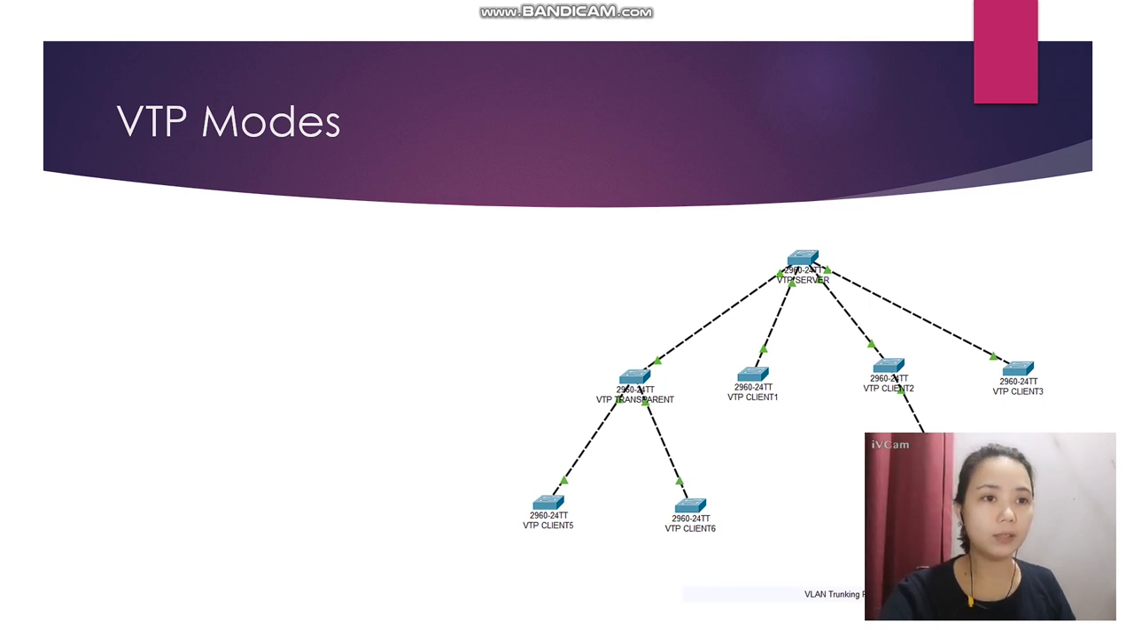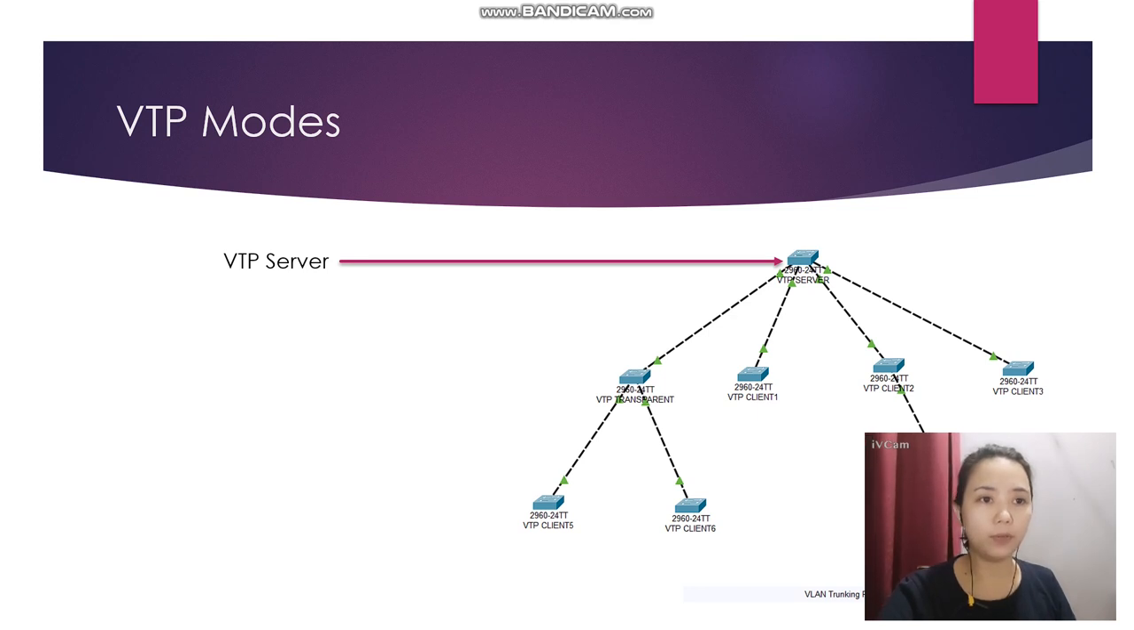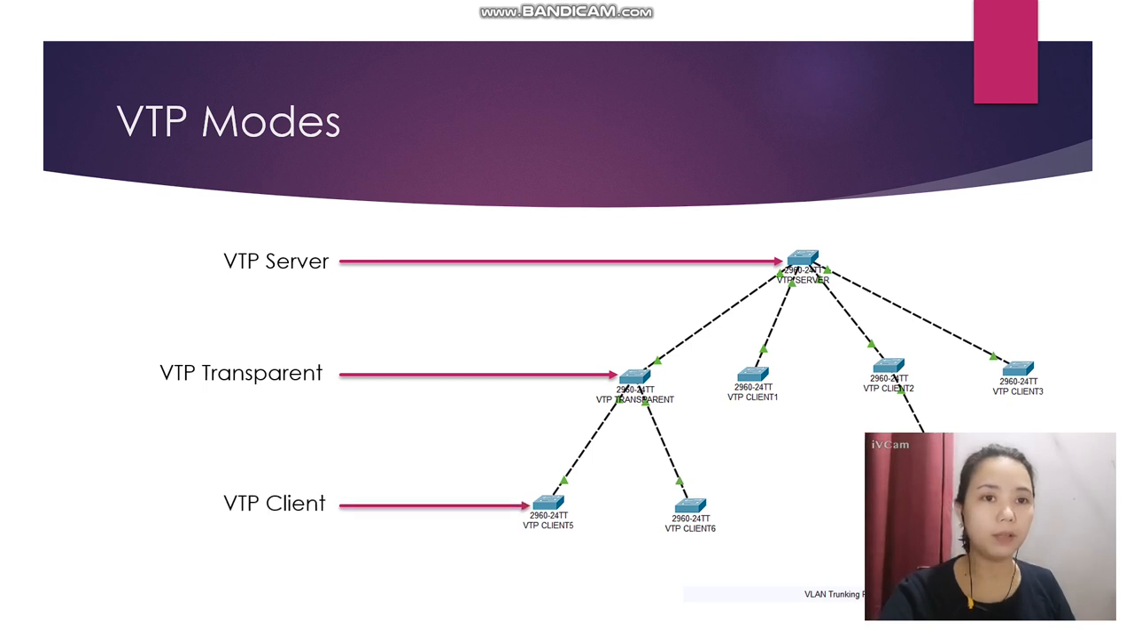So this is a sample illustration of VTP modes. For example, this is the VTP server, and the second one shows the VTP transparent, and the last one shows the VTP client in the switch network. This is an example of VLAN Trunking Protocol.